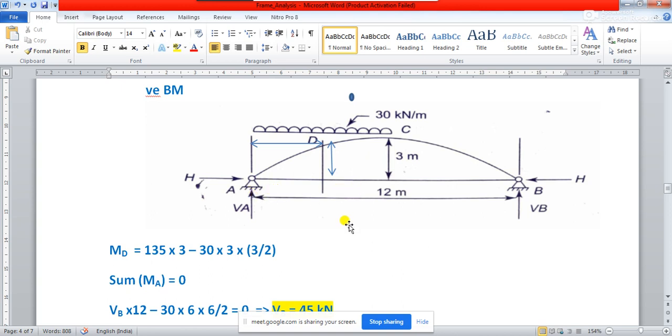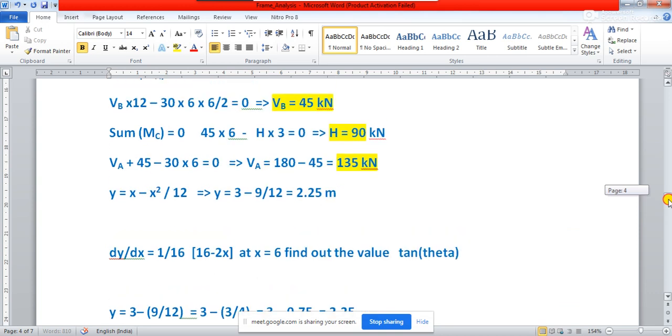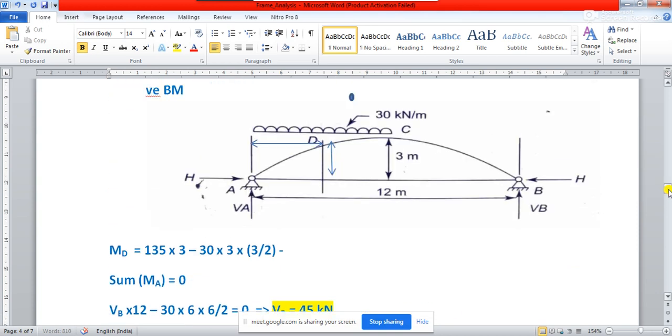So if you see this is anti-clockwise, then this is going to be minus of 1, how much? Minus of 1, or what is the value of H we have calculated? H is 90, sir. 90, yes. So H is going to be 90 multiplied by how much will be the distance? 2.25. Yes. So this will be your value of MD. Is it clear or it is not clear?